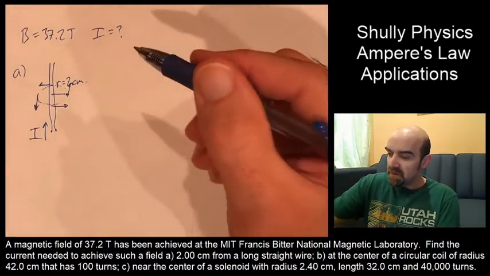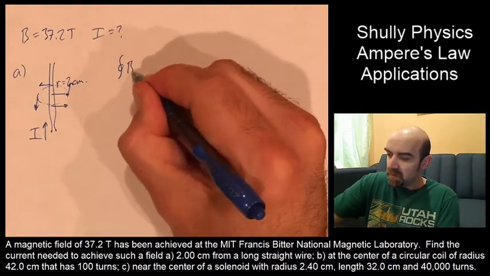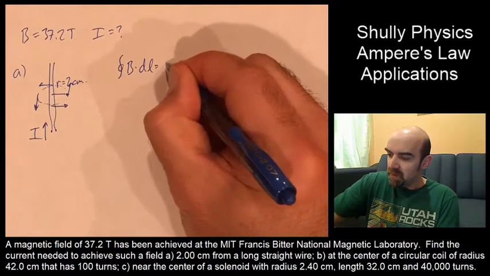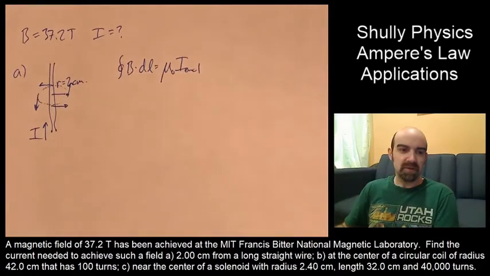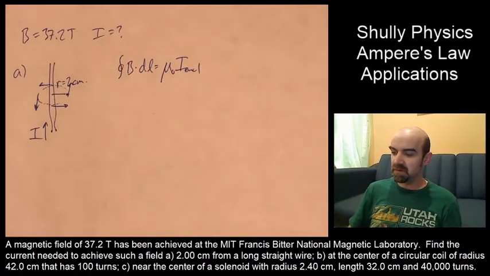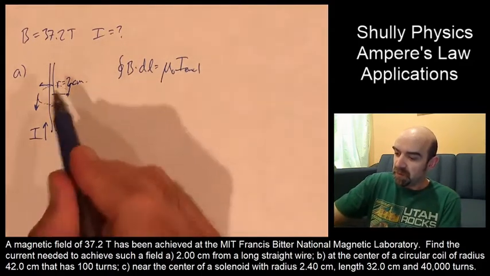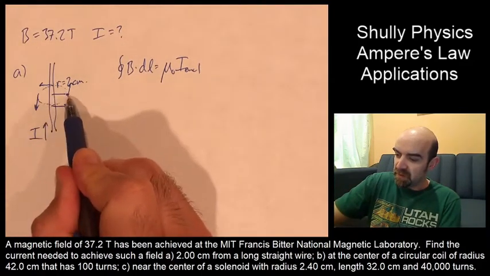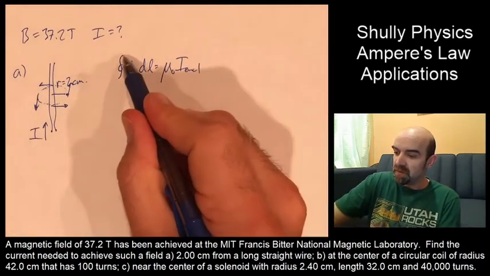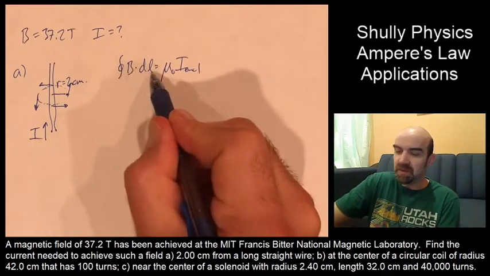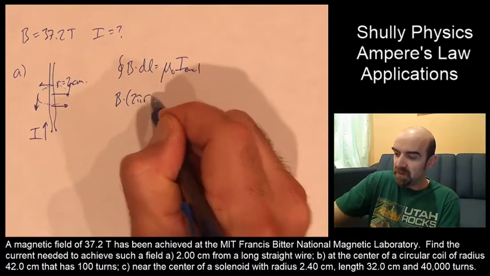So first thing I'm going to do is write out Ampere's law. The integral of B dot dl equals mu naught times the current enclosed. Nice one on this one, the current enclosed is the current going through the wire. So to start with, the loop I'm going to take around it is at 2 centimeter radius, and that loop is just the circumference. It's the length of that loop. So the sum of the closed loop dl is 2 pi r. So we're going to have B times 2 pi r.